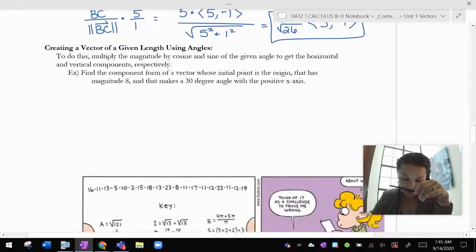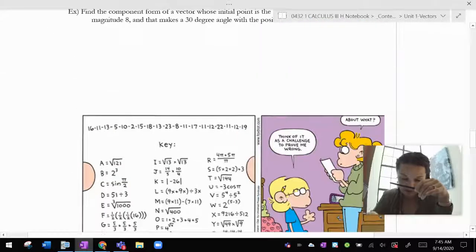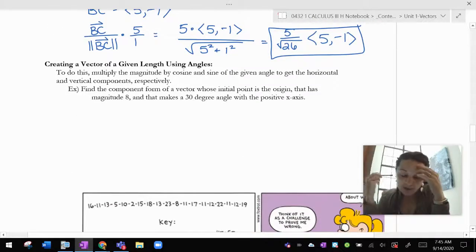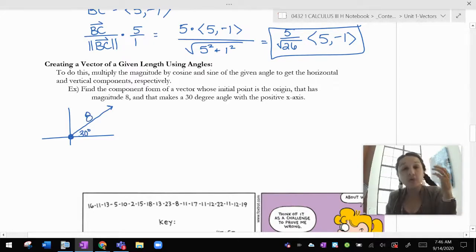Okay? All right, and creating a vector of a given length using angles is our last thing. Whoops, I went too far. We haven't talked about angles at all. Since a vector has both direction and magnitude, I can indicate direction by horizontal and vertical components, or I can indicate direction using angles. So this says find the component form of a vector whose initial point is the origin, right here, that has a magnitude of 8 and a 30-degree angle with the positive x-axis. So we're saying this is 30, and that's 8 units long.